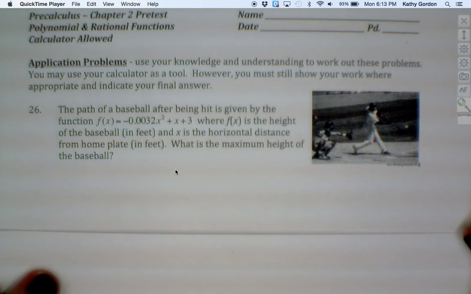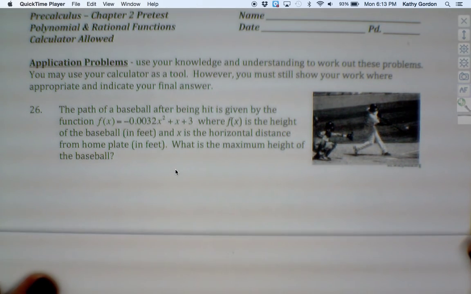All right, so our first problem says the path of a baseball after being hit is given by the function f of x equals negative 0.0032x squared plus x plus 3, where f of x is the height of the baseball in feet, and x is the horizontal distance from home plate in feet. And the question is, what is the maximum height of the baseball?